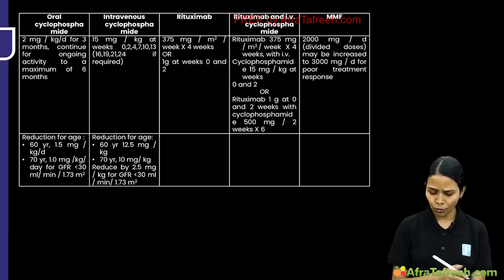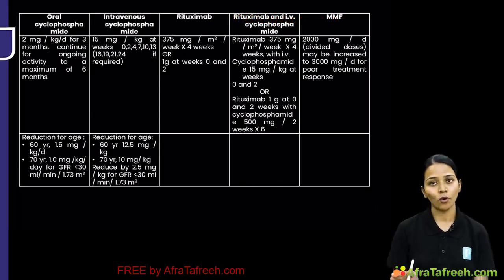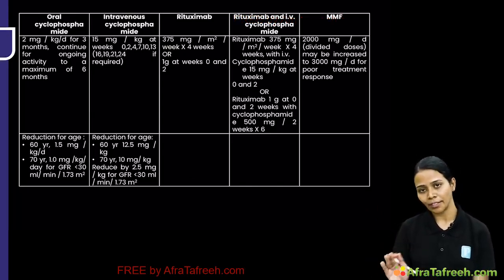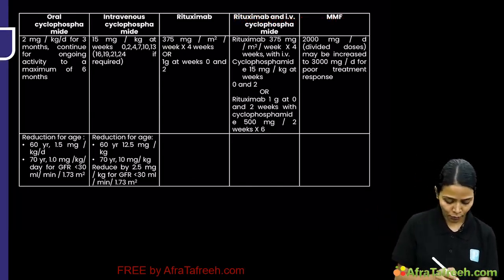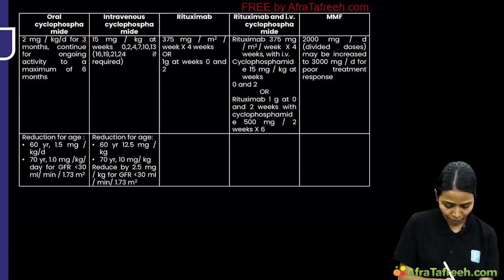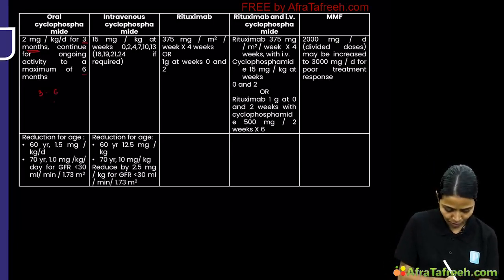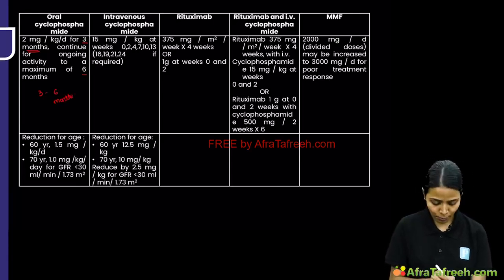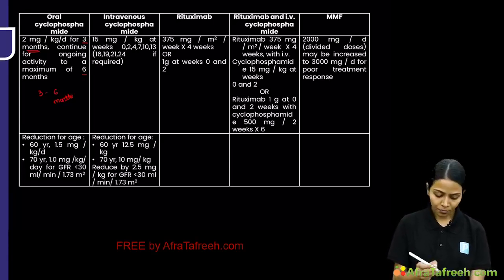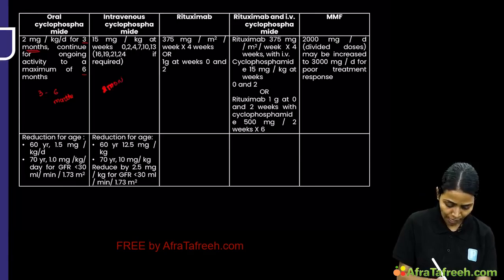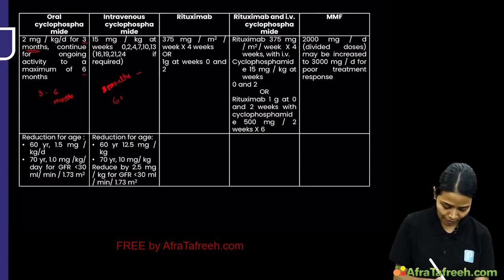Okay. Now, you don't need to remember all this as of now. You can do all that while you're practicing. But remember the drugs. Oral cyclophosphamide, 2 mg per kg per day for 3 months. Only if there is ongoing disease activity will you continue for 6 months. So it is around 3 to 6 months. And IV cyclophosphamide, you give at weeks 0, 2, 4, 7, 10, 13. So it's almost 3 months. And if the disease activity is continuing, then you give it for up to 6 months.